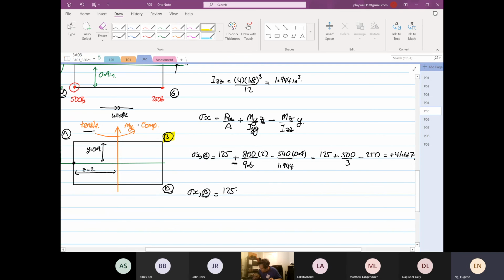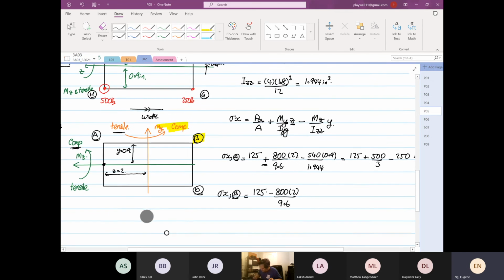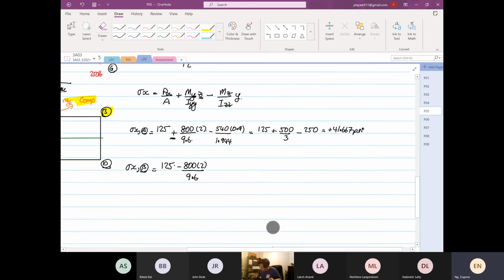Point B, right? My is going to induce a what? A compression. So this is minus 800 multiplied by 2 divided by 9.6, right? And then at point B, MZ is also going to induce a compression. So easy, yes or no, right?